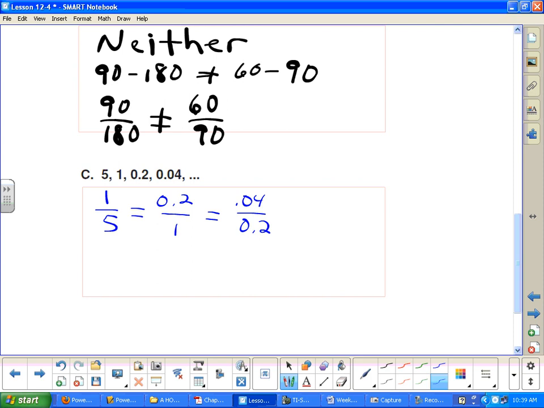Well, 1/5 is 0.2. 0.2 over 1 is 0.2. And 0.04 over 0.2 is 0.2 also. So these are all equal to 0.2, or 1/5, and that's the value of R. And this would be geometric.